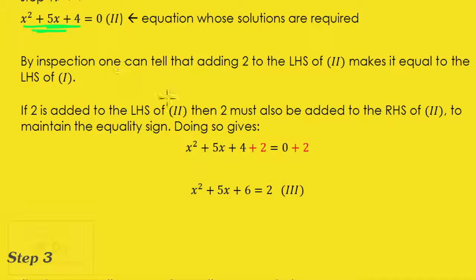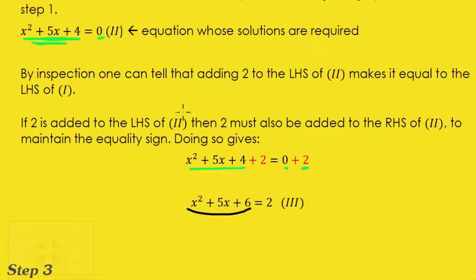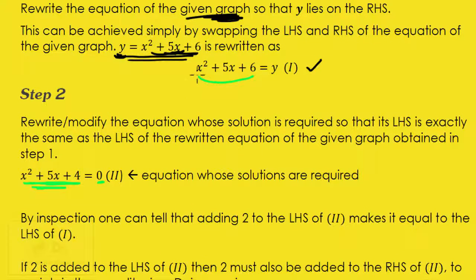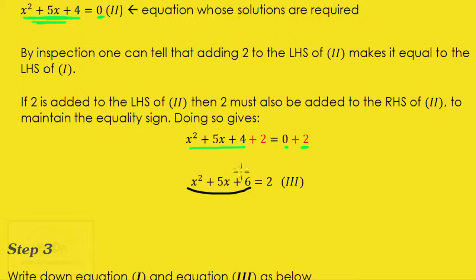If I add 2 to both sides, adding 2 to the left hand side gives x squared plus 5x plus 4 plus 2. So this is the left hand side, and that's the same thing here. I'm adding 2 to the right hand side as well, and that gives x squared plus 5x plus 6 equals 2. And the left hand side now is the same as the left hand side of this equation, which I'm going to call 1.